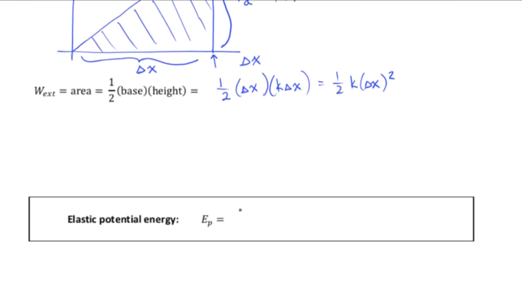Elastic potential energy is equal to 1/2 times k times delta x squared, where k is the spring constant and delta x is the displacement from equilibrium. So that's an introduction to elastic potential energy.